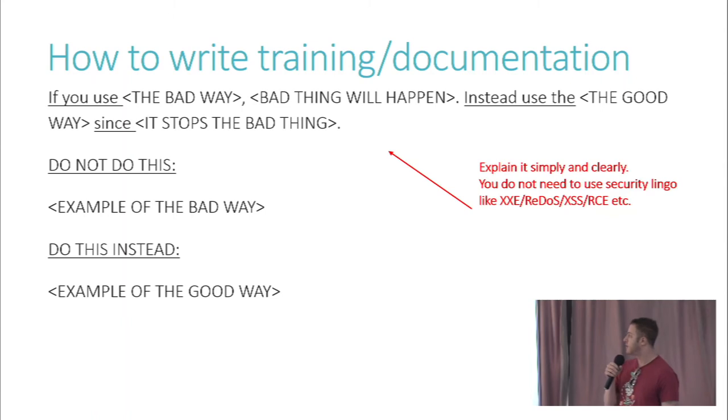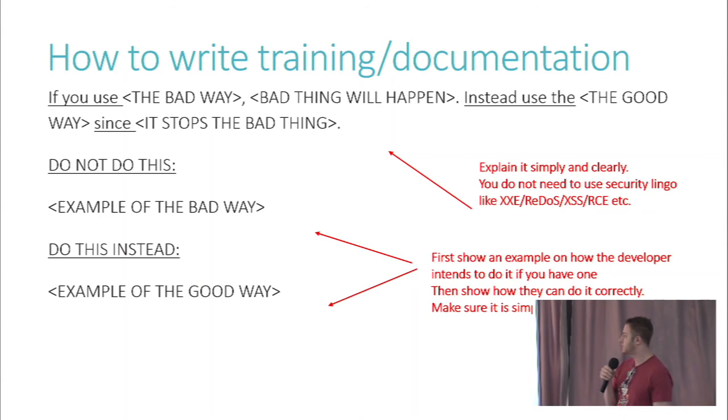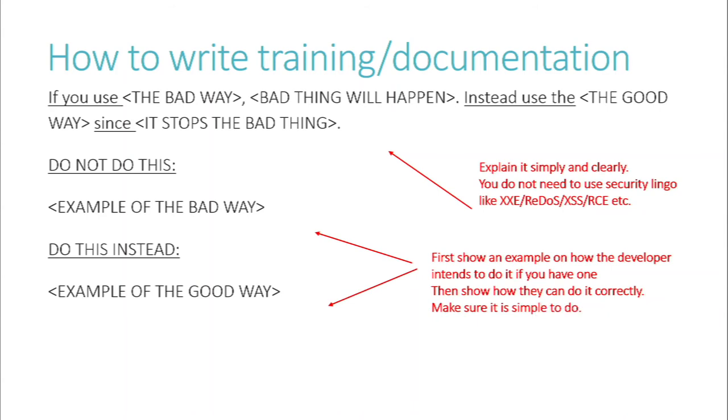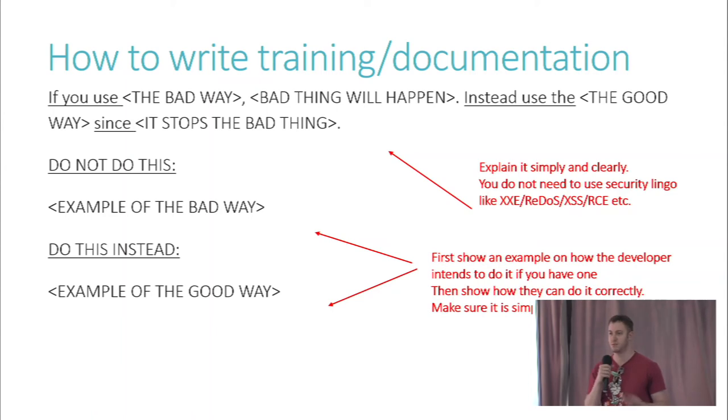And I want to highlight a few notes, right? Explain it very simply and clearly. You don't need to use security lingo. So instead of saying, this causes ReDoS, you can say, this will cause the server to take too long to evaluate the regex, that sort of thing. I also really like to show what the developer intends to do before I show them how they should do it. It's a weird little trick, but it's just something I've gotten from experience doing this, that they're more likely to say, oh, that's what I was trying to do. And then you show them how you would like them to do it, right?